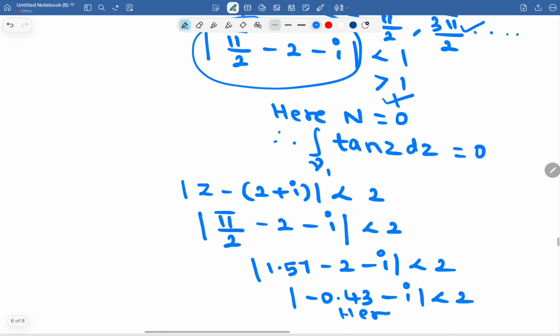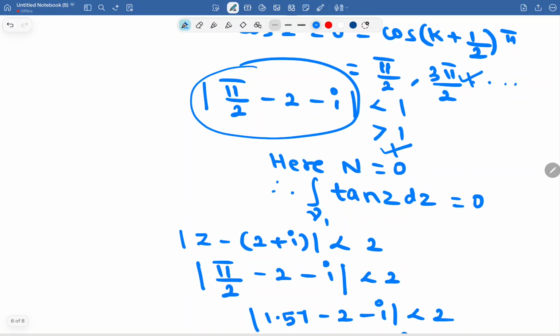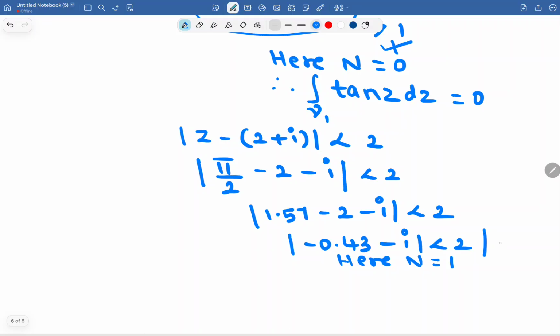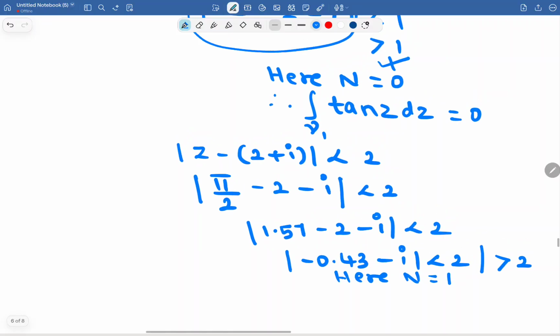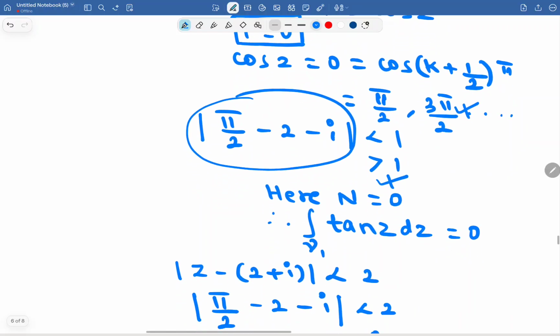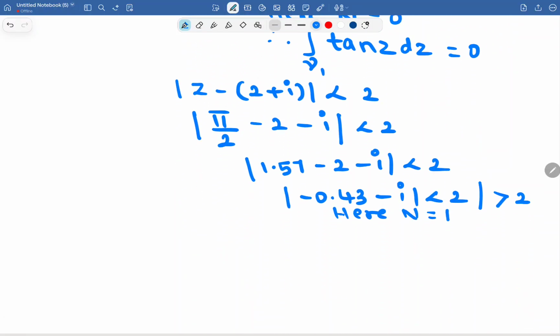Here the number of zeros equals 1, because if I check for 3 pi by 2, the value is not less than 2, it is greater than 2. For 3 pi by 2, the modulus of z minus (2 plus i) must be greater than 2, not less than 2. Therefore the number of zeros inside gamma with radius 2 is only pi by 2.